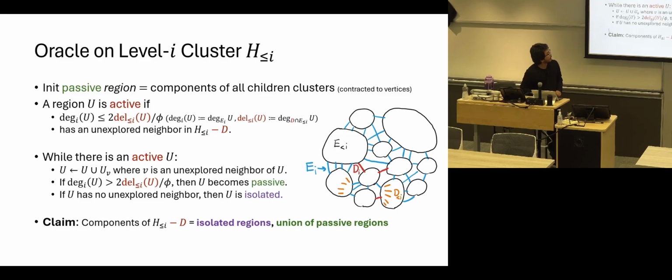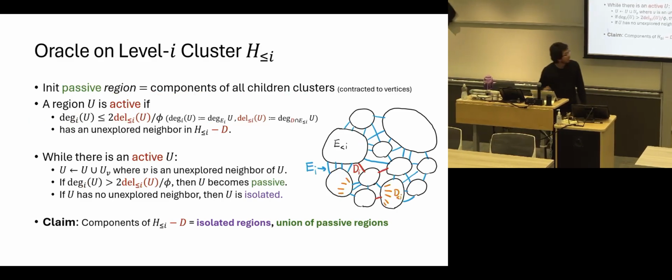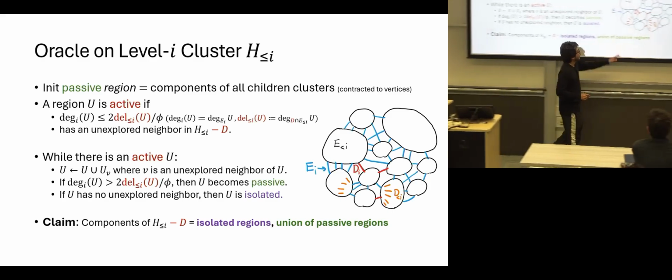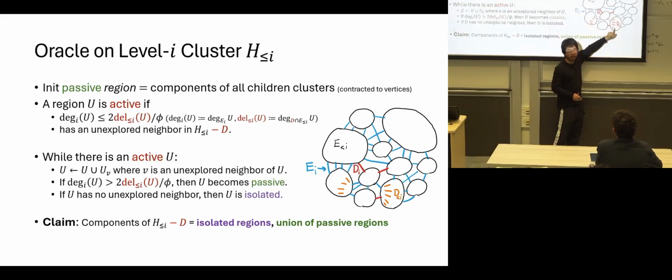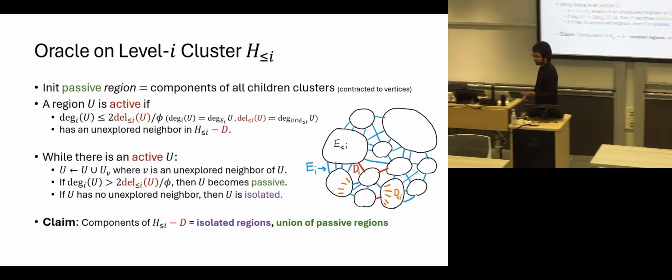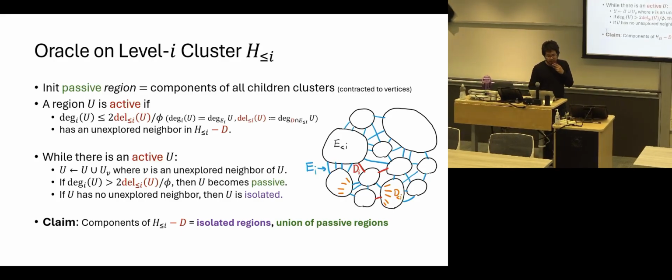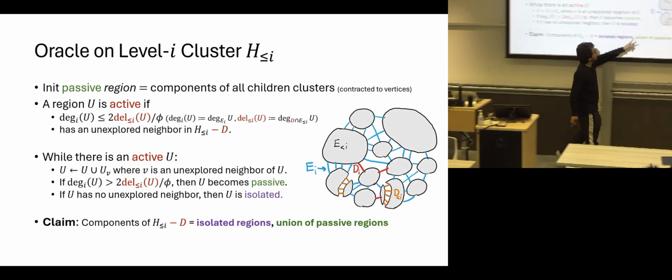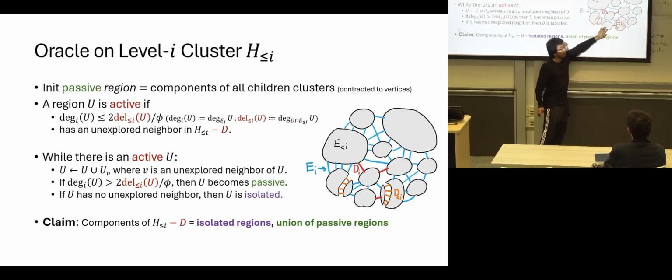So let me give you some animation. If you look at H and you have some deletion, the deletion from the level below, the orange one, and the deletion at level I, at our level. Then for the initial regions, we're going to look at the components from the level below, and each of these components will be an initial region.